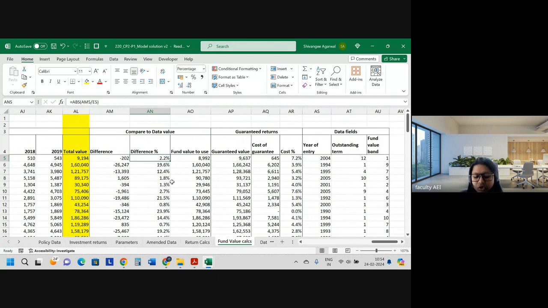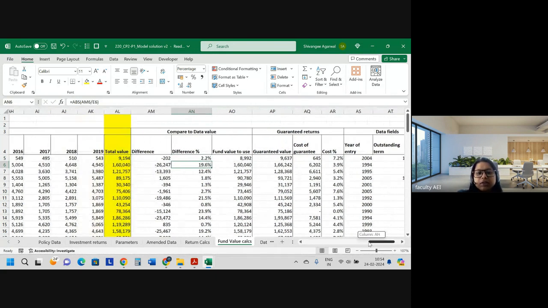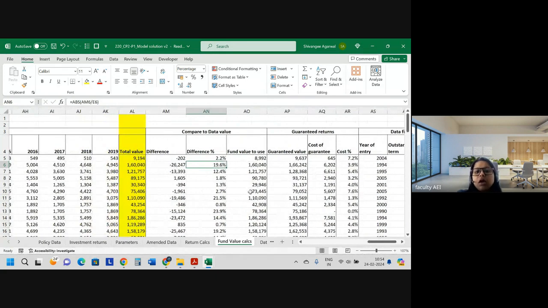So let's suppose where this is 19.6, 19.6 is greater than 5%. So here they have taken the fund value as 160, this one, 160. Have a look. This part is clear.